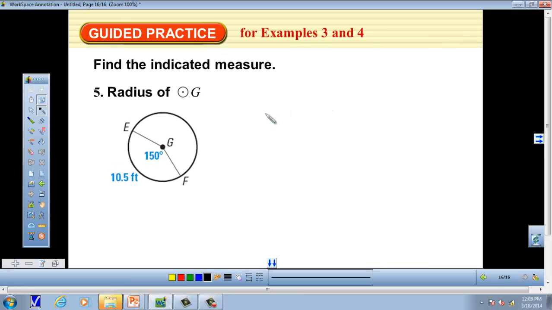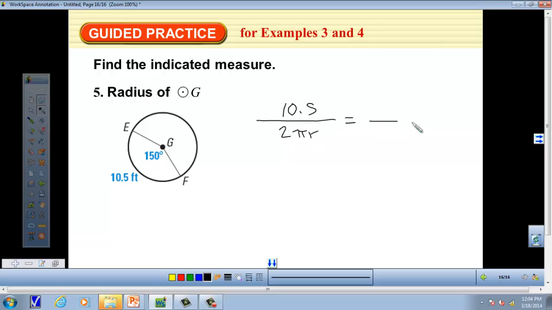This time we want to find the radius, where we're given the arc length. So the arc length is 10.5. Circumference we don't know, but we know that this is 2 pi r. Over here, we know this is 150 out of 360. Let's see, 15 out of 36, those are both divisible by 3. So we get 5 here and 12 here. Cross multiplying. What are we missing? Okay, cross multiplying, we get 10.5 times 12, which is 126.